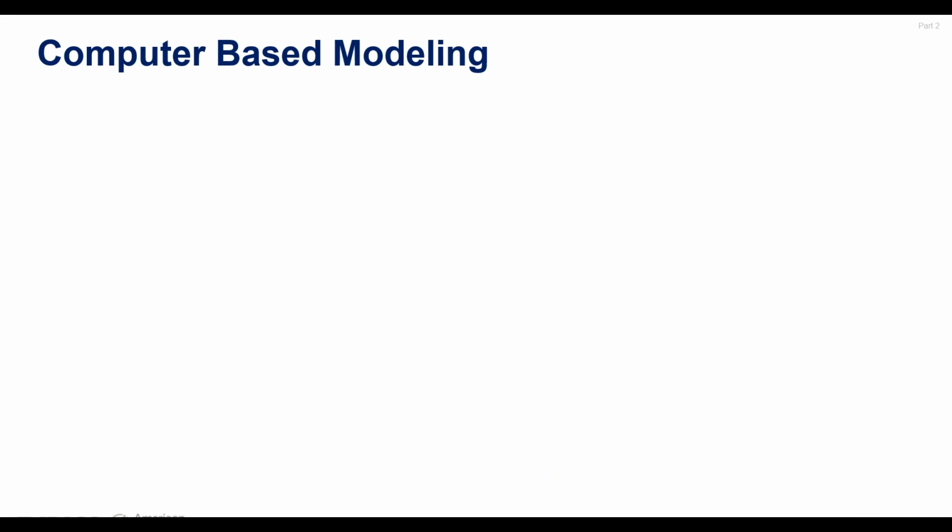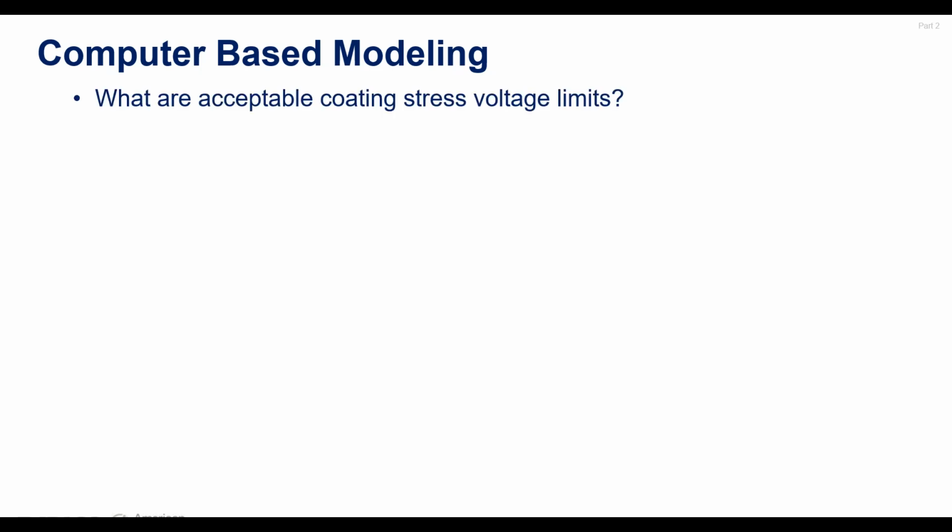Here's an example of some of the questions that a computer modeler might ask you as an operator that will tend to drive the answer that the computer modeling is going to give you. So for instance, if we're talking about coating stress and we're talking about the pipeline coating, you'll be asked the question, what is an acceptable coating stress voltage limit? If you know that answer off the top of your head, good for you. If you don't, here are some typical values that you might consider. As you can see, they vary quite a bit. And depending on which one of these you pick, the solution that will come out of the model will be very, very different.